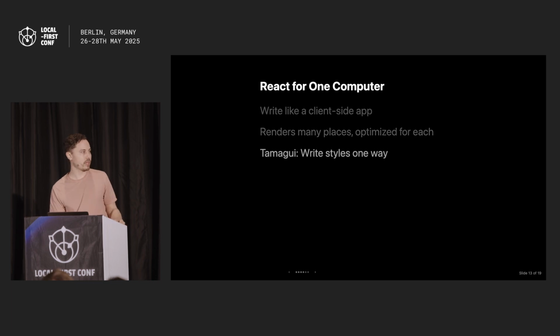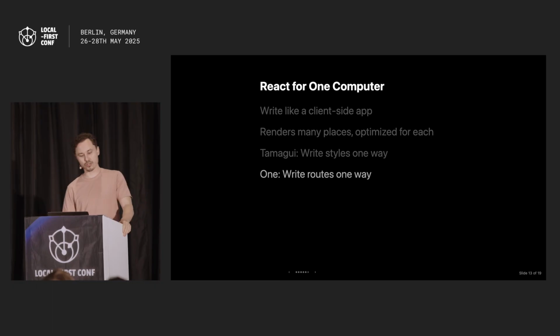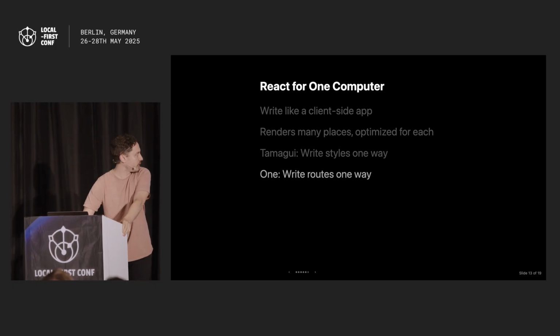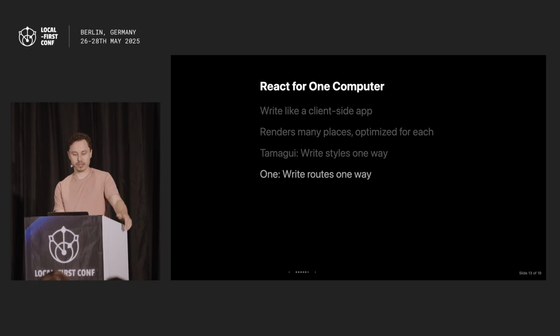Well, and that's kind of the theme, I feel like, of all the dev tools that I've done, which is like Tamagui lets you write styles in one way. You can still diverge as you need, but it has an optimizing compiler that makes it easy. Likewise, with One, you can write your routes in one way, but it can run on a bunch of different platforms. And One is actually kind of, we've been working with Zero.